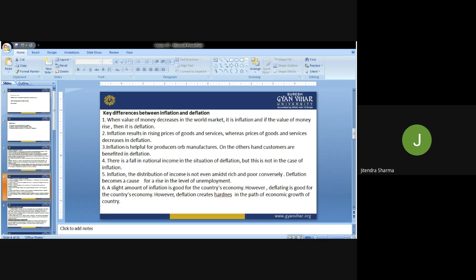Then the fourth one: there is a fall in national income in the situation of deflation. Of course, if there is deflation, then there is a shortfall in national income.